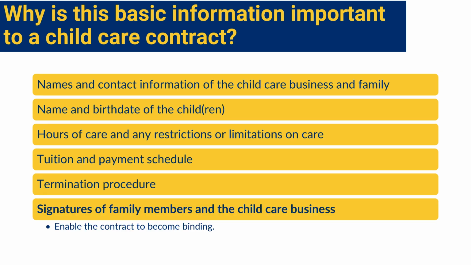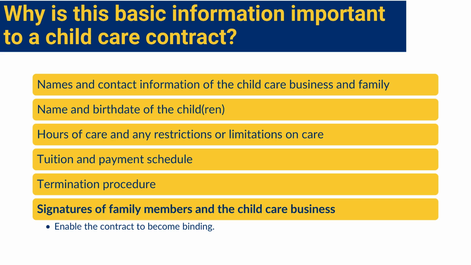And finally, obtain signatures of family members and the child care business. It's recommended that family members sign the contract, enter a clause that indicates by their signature they are agreeing to the terms of the contract, and include a statement that states they have read the family handbook and agree to follow the child care business's policies.